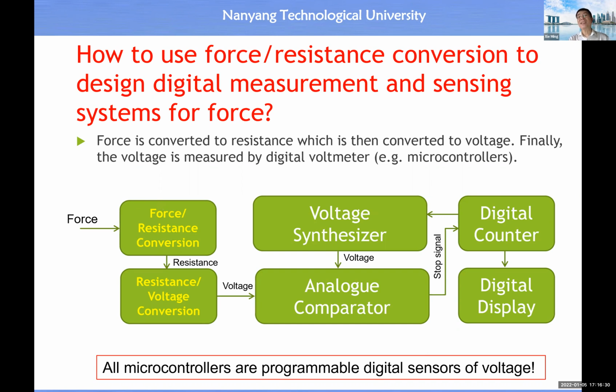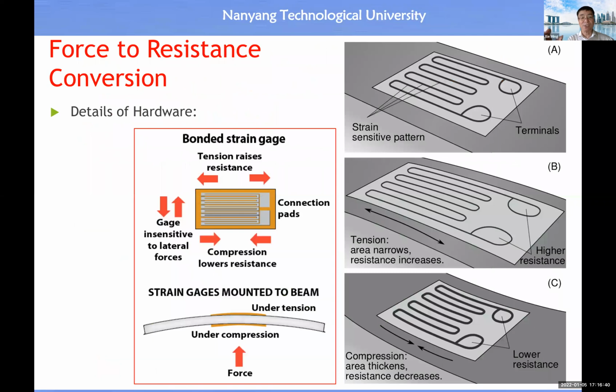Then in this way, we could leverage the use of a microcontroller to implement the automatic measurement and sensing system for force, all right? Then the next question is how to do force to resistance conversion. The answer is to use the strain gauge, all right?